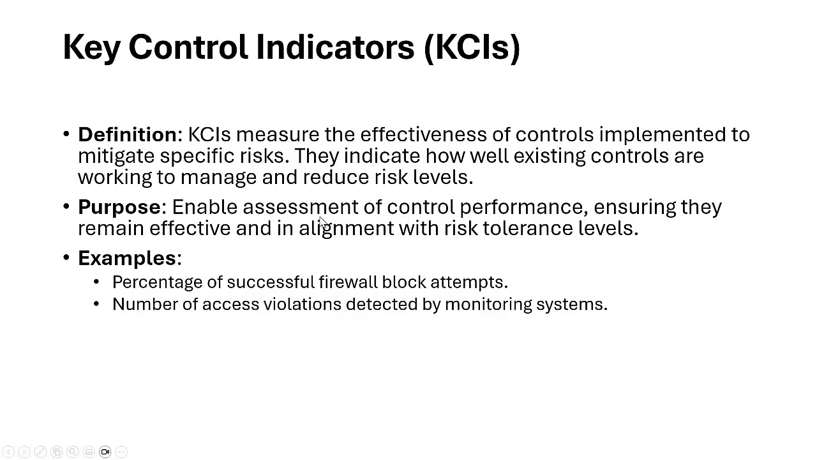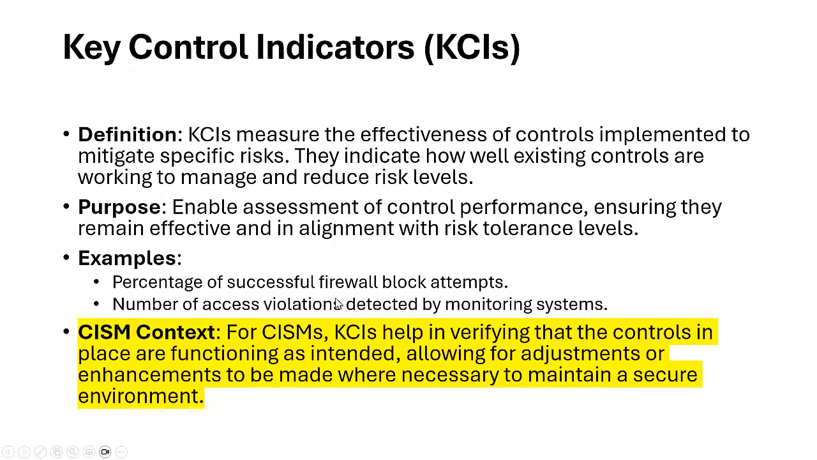So KCI measures the effectiveness of controls implemented to mitigate a specific risk, and indicates how well the existing controls are working to manage the risk. The purpose is control performance. Examples of controls are the number of successful firewall blocks or the number of access violations detected by the monitoring system. So for CISM, KCI helps in verifying the controls in place, and by having effective KCI, we can have a reduction in the KRI.